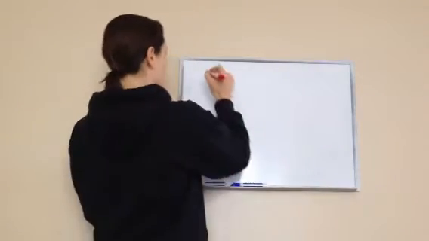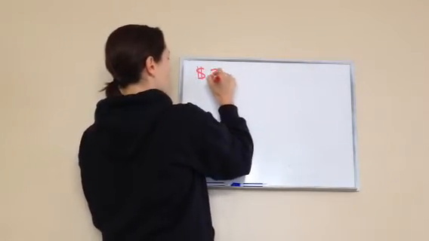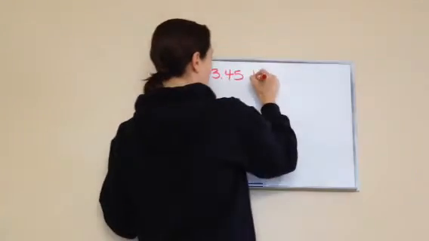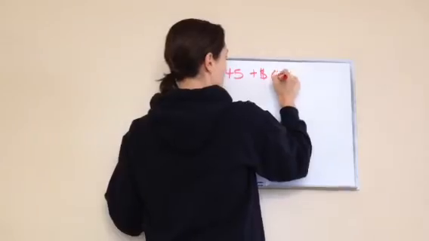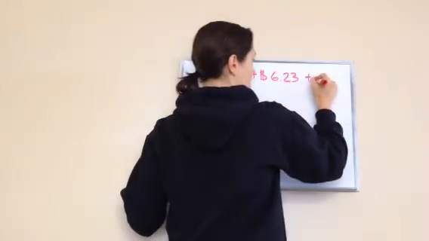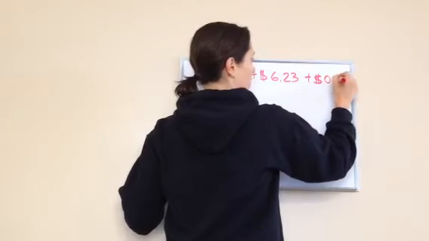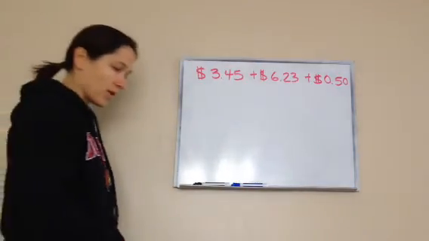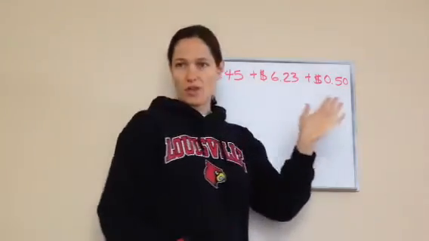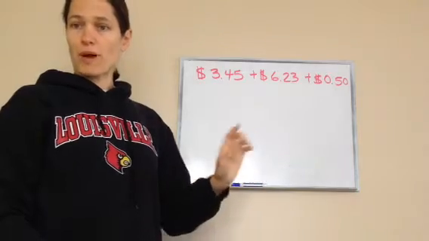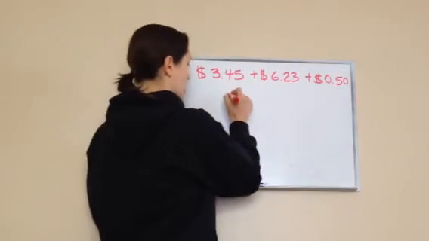So, for example, let's talk about money. $3.45 plus $6.23 plus $0.50. Okay? Now, whenever we're working with math, it's always best to write your problems vertical. So I want you to do that on your paper right now. Okay?